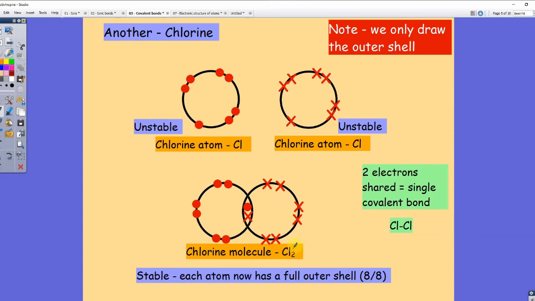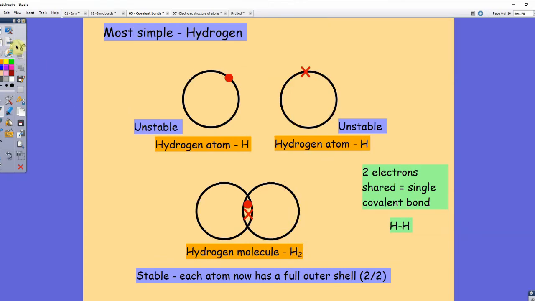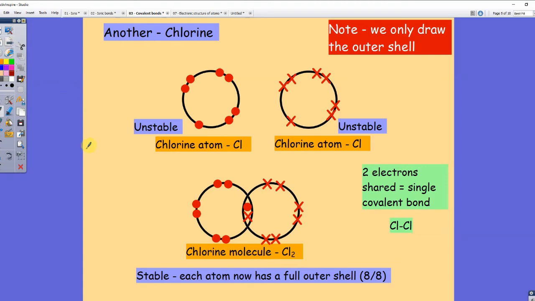And just look, it's Cl2. As we saw with the last one, H2, these are molecules that we see and we recognise, and they don't hang around on their own, they go round in pairs.